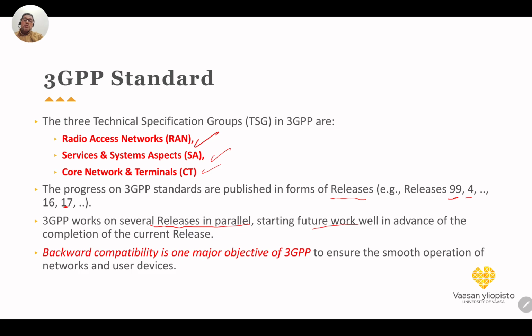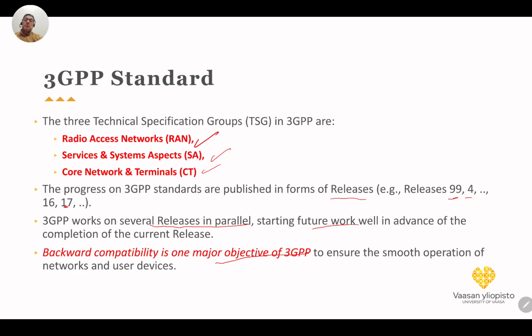Backward compatibility is one major objective of 3GPP. This is very important: for example, if you have a mobile phone produced like 10 years ago, it is still possible for it to work even in a new network element. So all the time they take backward compatibility into account. This is one of the aims or objectives of 3GPP. They don't want users to have to change their mobile phones for every new standard, every new release, or every new development of the networks.